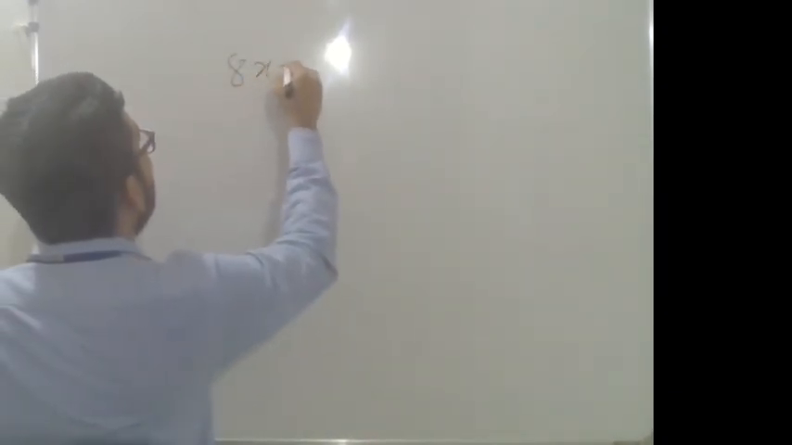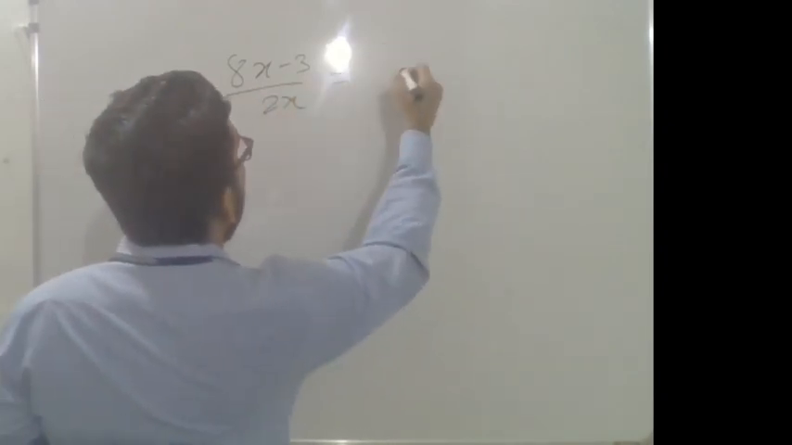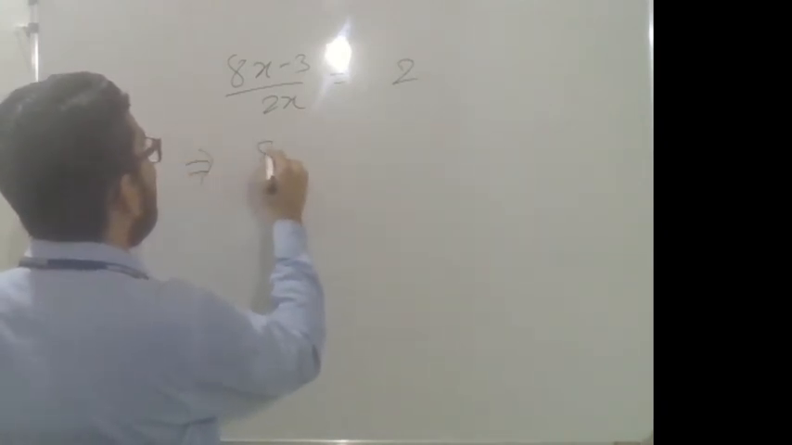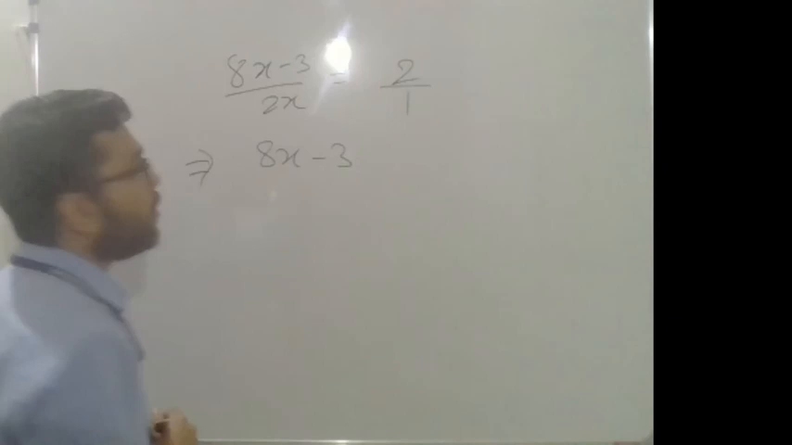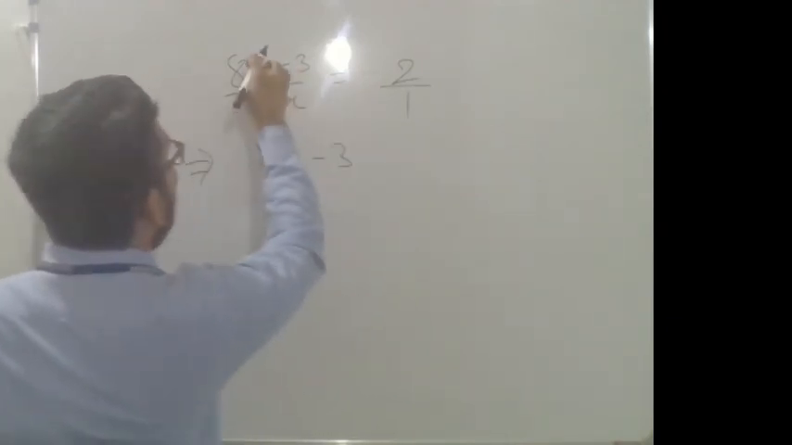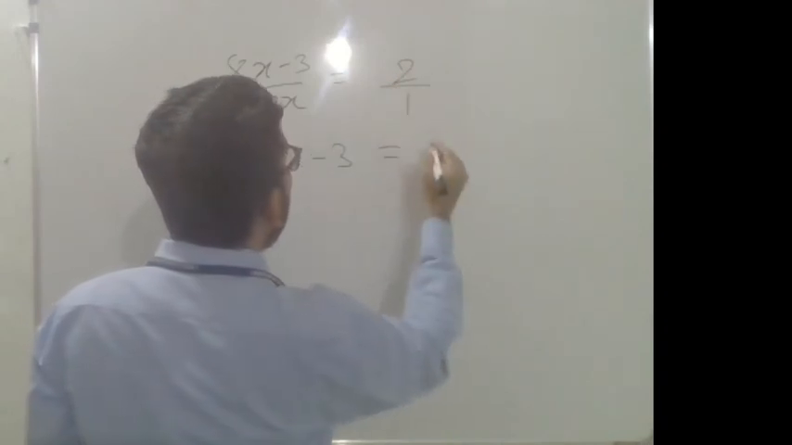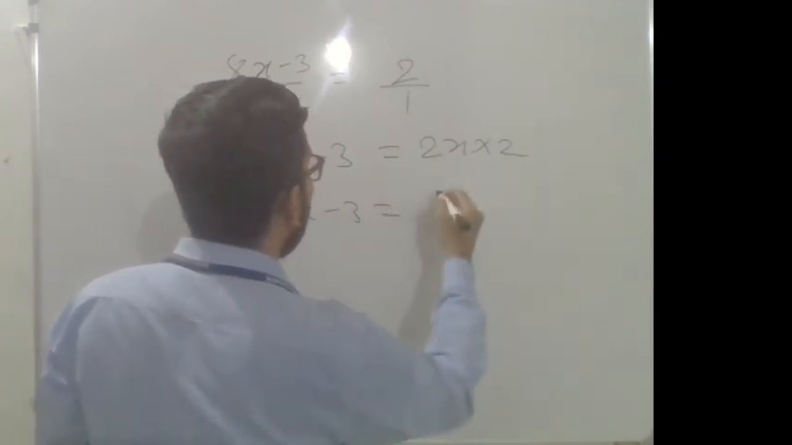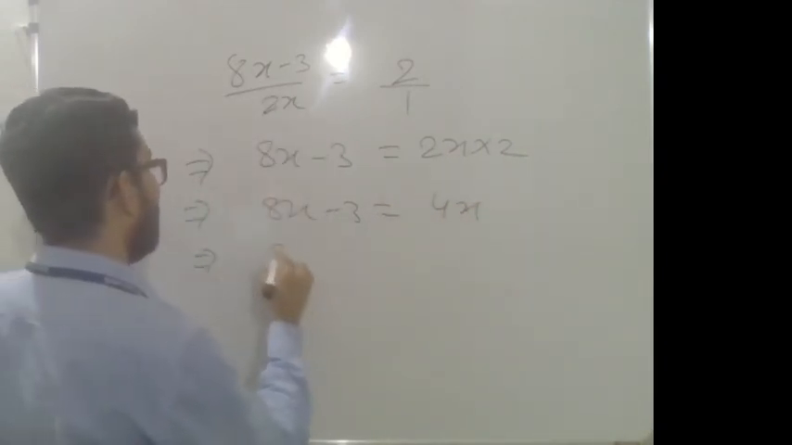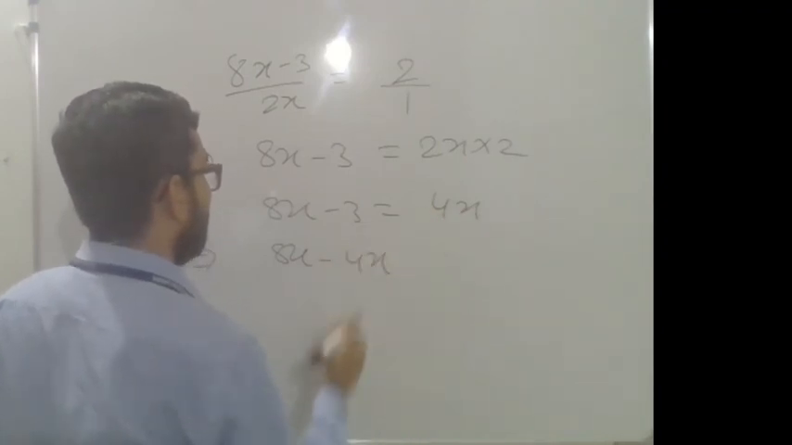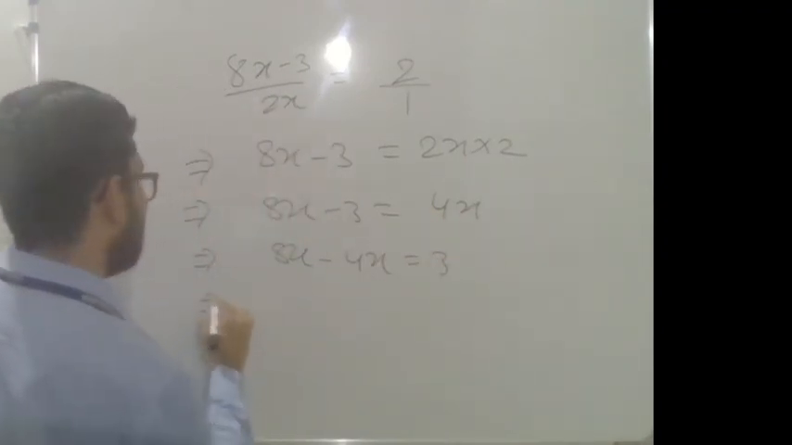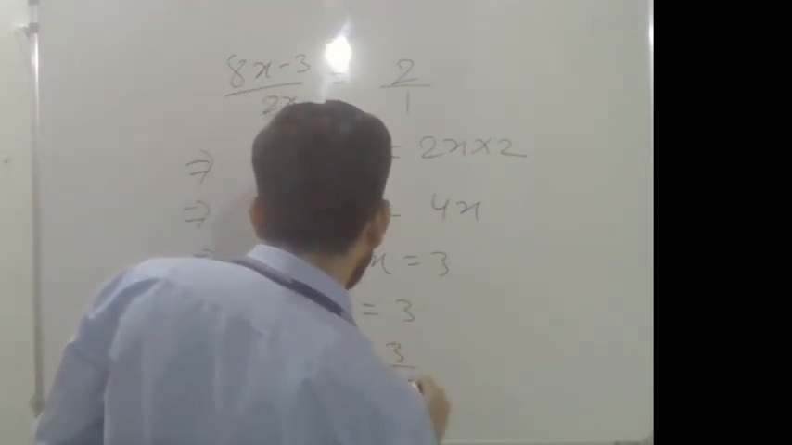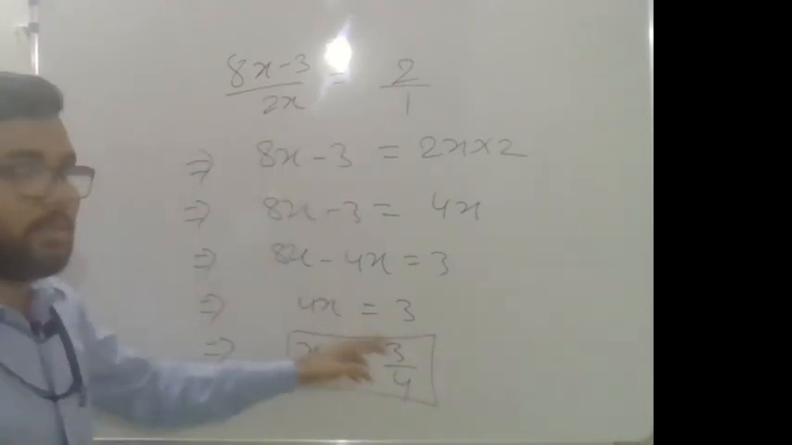Like (8x minus 3) upon 2x is equal to 2. Single term, you just cross multiply it. 8x minus 3 has 1 below it. When 1 is multiplied by 8x minus 3, we get 8x minus 3, and 2x into 2 is 4x. So 8x minus 3 is equal to 4x. 8x minus 4x equals 3. 8x minus 4x is 4x, so 4x equals 3, and x is equal to 3 upon 4 after transposition.